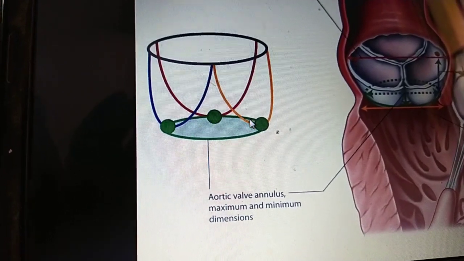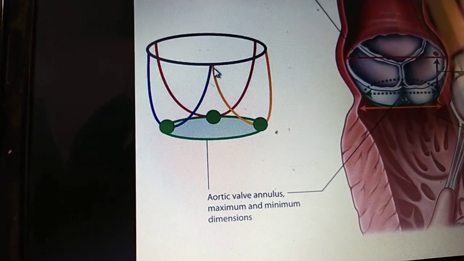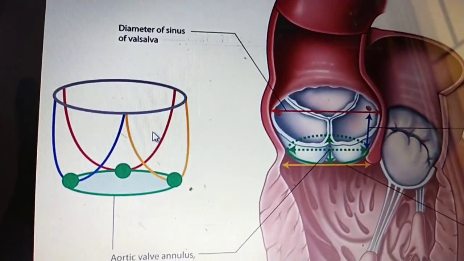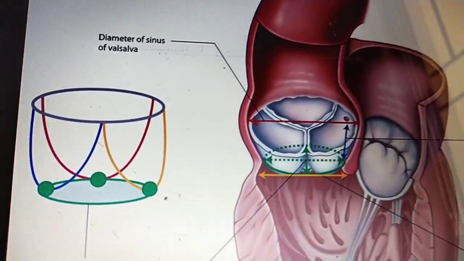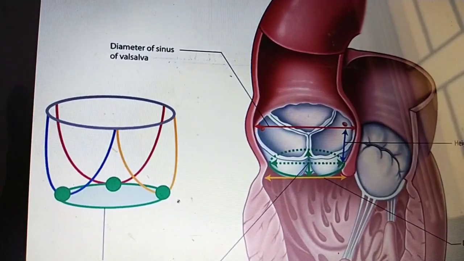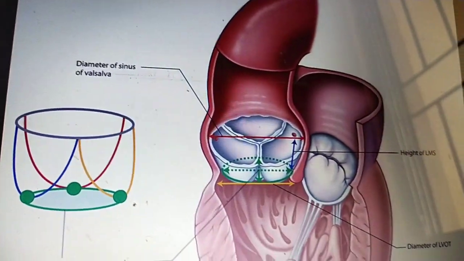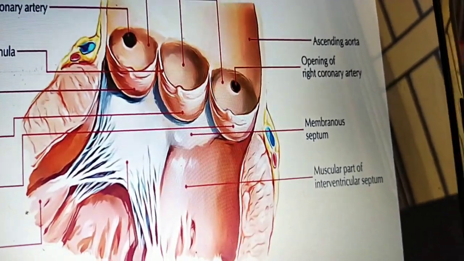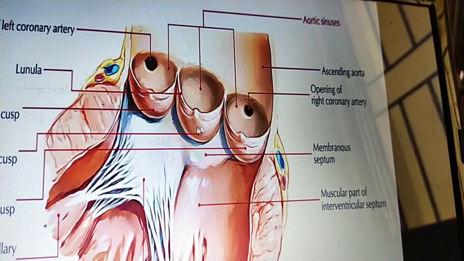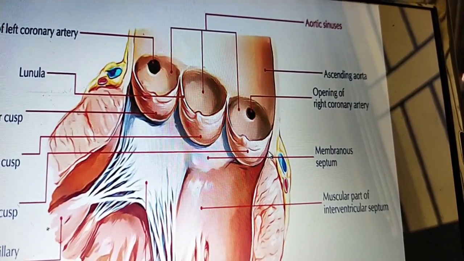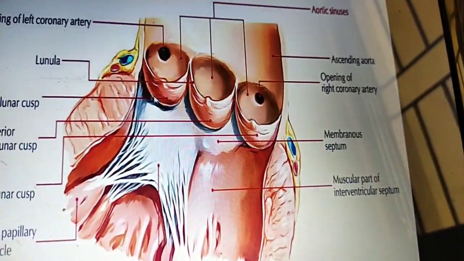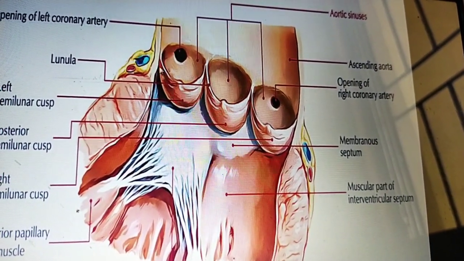These are cup-like, pocket-like, concave structures. These are the cusps of the valves, and they are easily seen when they close. See here, these are the valves or cusps of the semilunar valve, or aortic valve. They are concave in shape, or pocket-like structures.